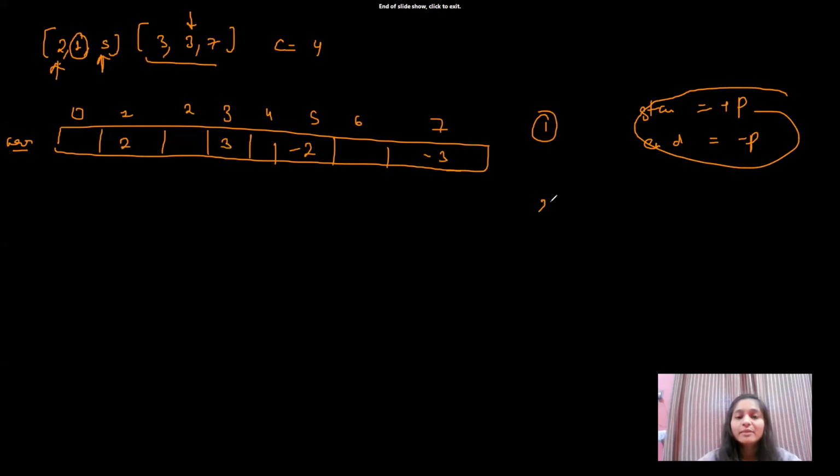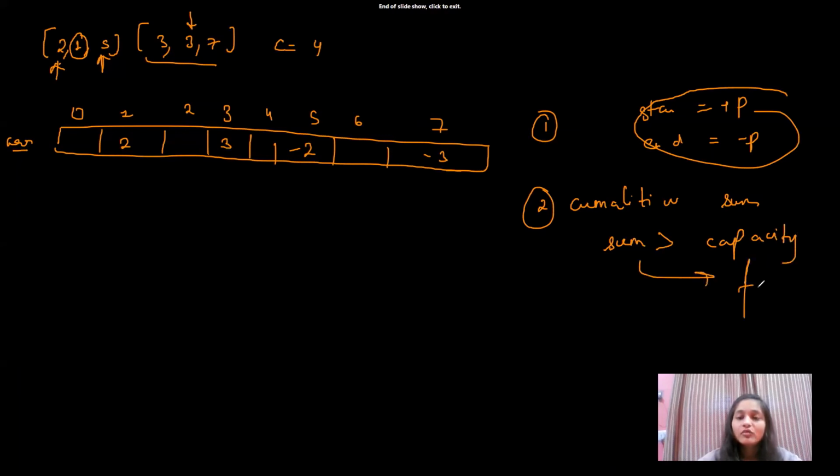Now we'll move on to the second part. That is to find the cumulative sum. And we will do one more step, that is if sum gets greater than capacity at any point of time, then return false. Okay, if this gets passed, then at last we'll be returning true. Okay, this is what we need to do. Let's do that. So we have 2, 1, 5, 3, 3, 7. Now we are done with all the trips. We are storing all the things. Now we'll do the second part.